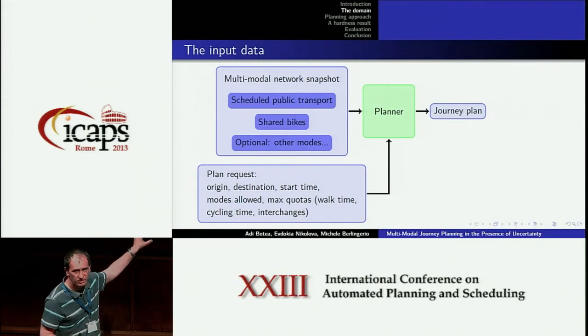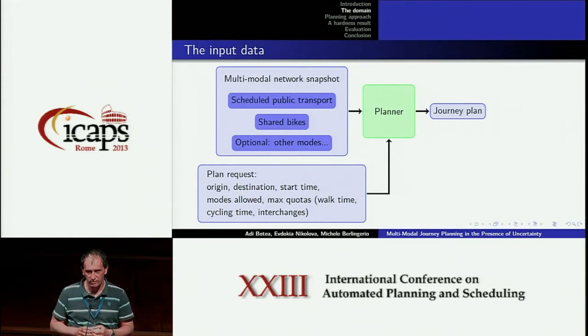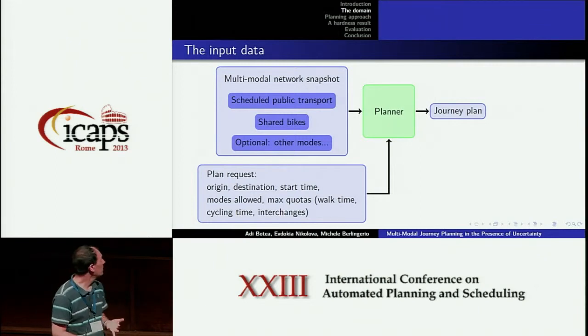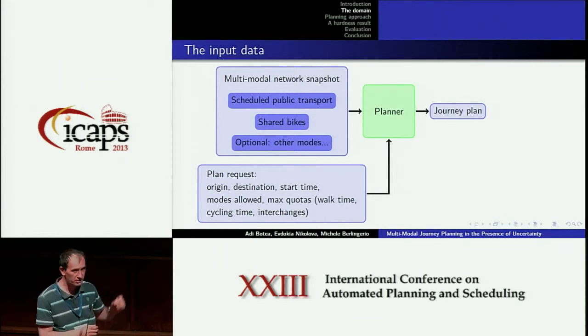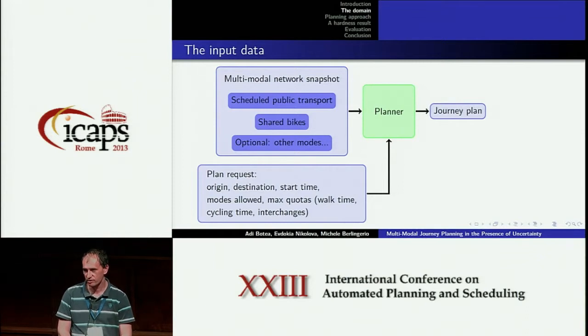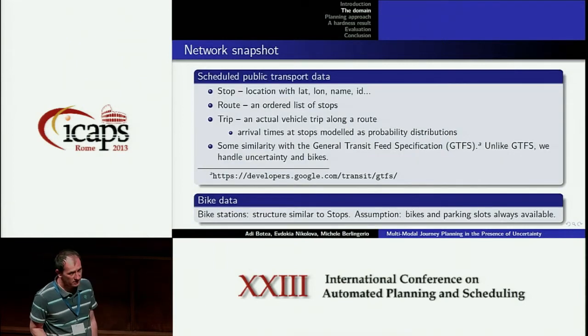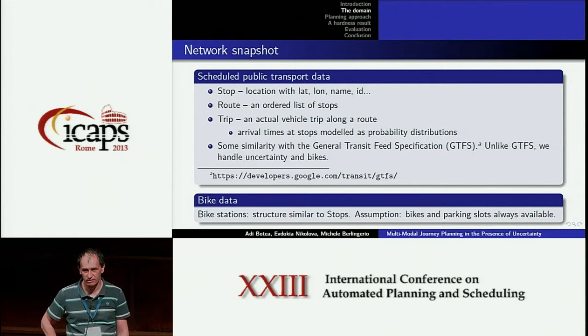The file at the bottom is actually the plan request submitted by a user, and it contains the obvious information: the origin of the trip, the destination, the starting time, also the modes allowed, right? Some users will say, it's fine to ride a bus, but I don't want to cycle. So those are the modes. And also what I call the maximal quotas. Some users will say, I'm willing to walk for at most 20 minutes. So that is the maximum walking time quota. The maximum number of interchanges is another quota considered, and also the maximum cycling time. And optionally, one can add more in there. All right, a closer look at the snapshot data. So that was the file at the top.